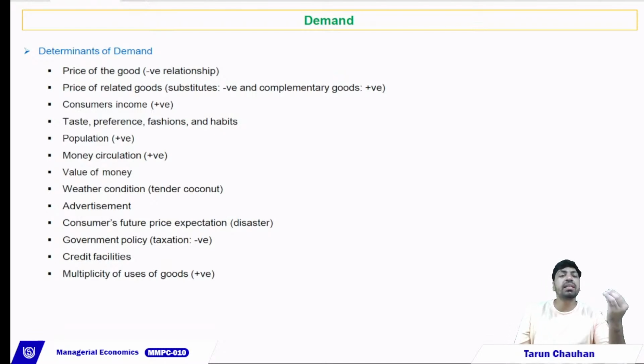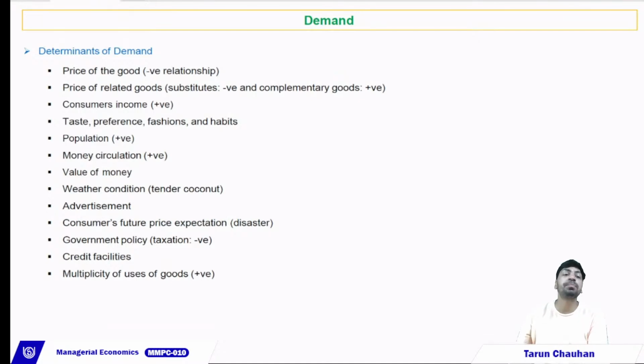This is a key point: whether the relationship is positive or negative, whether the demand would increase or decrease. So it is very easy to elaborate the terms. The first one is the price of the good. It is a negative relationship. Why is it a negative relationship? Because it follows the law of demand, which always shows a negative or inverse relationship between the price and demand.